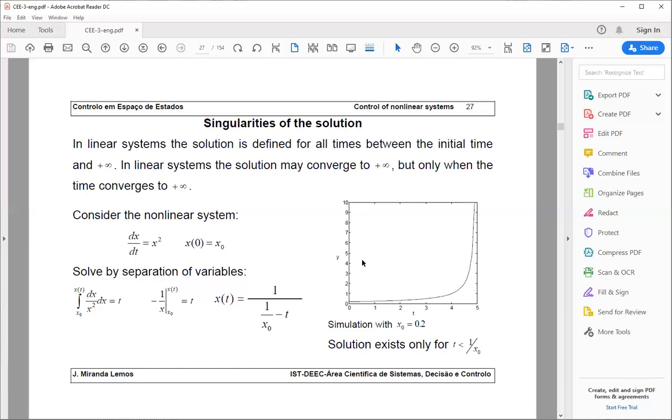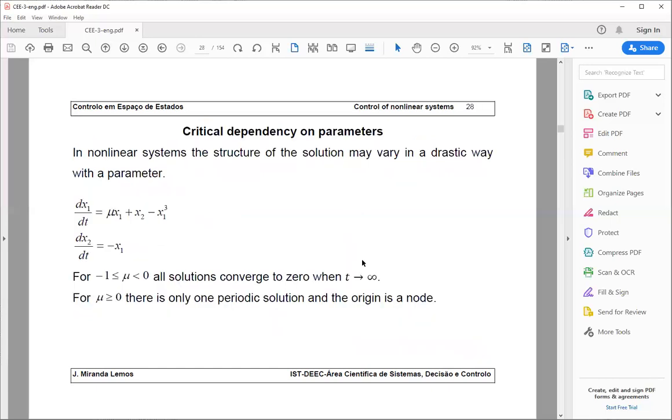So this is one reason why this type of phenomenon is a limitation in nonlinear systems, and we should be careful with it. It's not just a mathematical curiosity, although we will not explore this further.